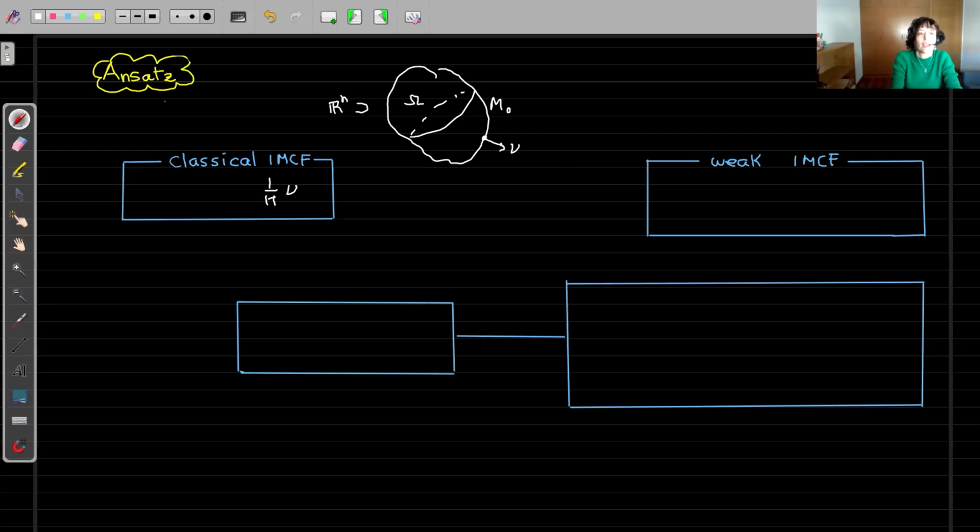And then classical solutions of the inverse mean curvature flow will be a family of immersions from a fixed M times some interval, 0 to t, whose velocity is evolving exactly as I said.